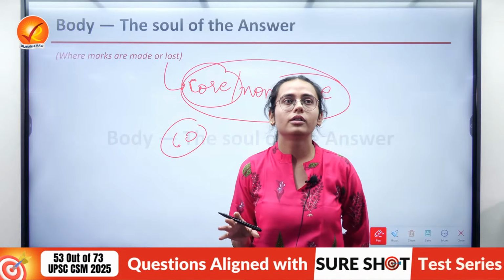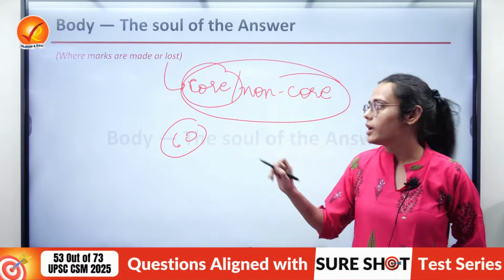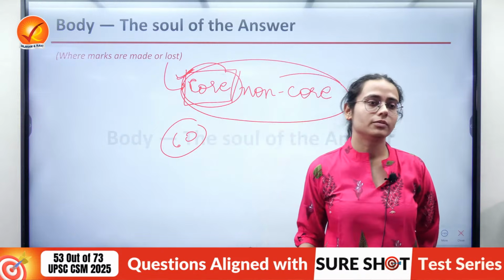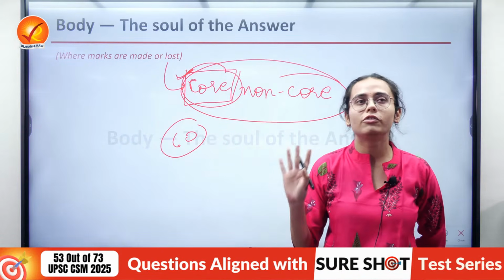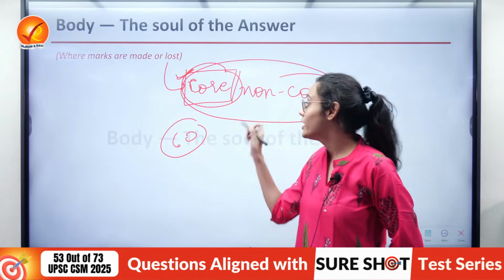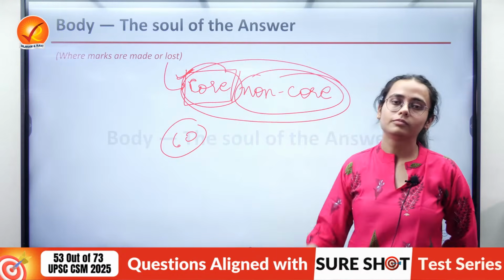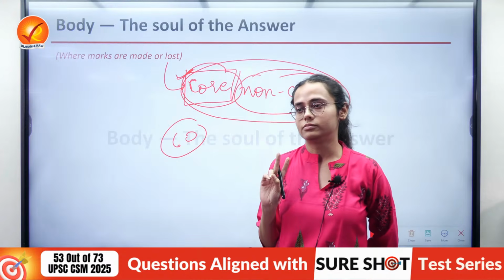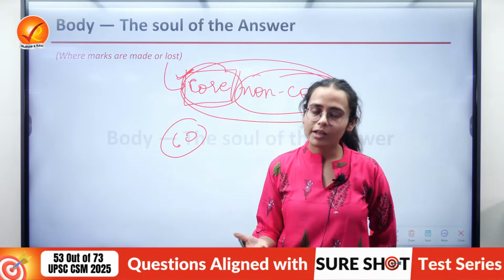Understood? So there is a difference. Earlier I only answered the core demand of the question, like what are the specific measures of the government in this regard. I didn't address the non-core demand. So these were the two major differences which ultimately helped me.